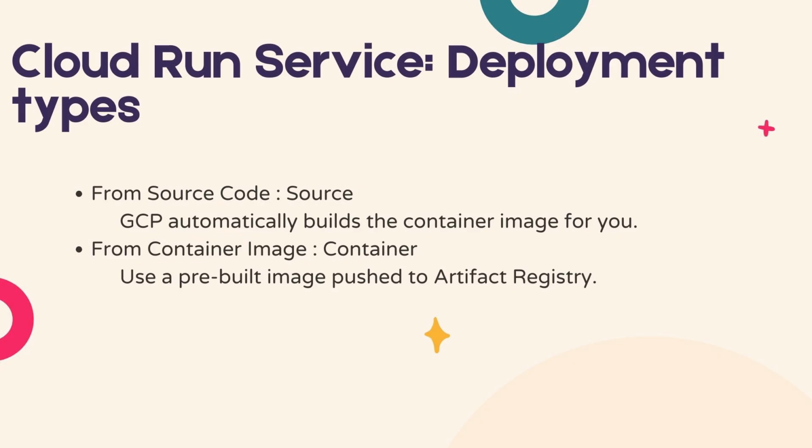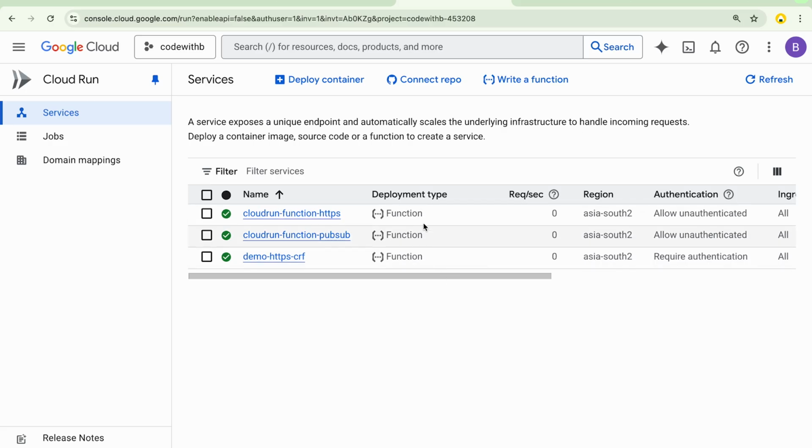If you look at the dashboard here, we have some of the services deployed with deployment type as function. These are Cloud Run functions. For Cloud Run services, we have a different deployment type. It is source or it is container based on the deployment we have done. If you are deploying it from the source, it is a source. Otherwise, it would be a container.